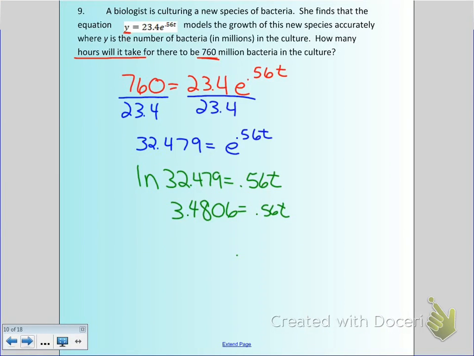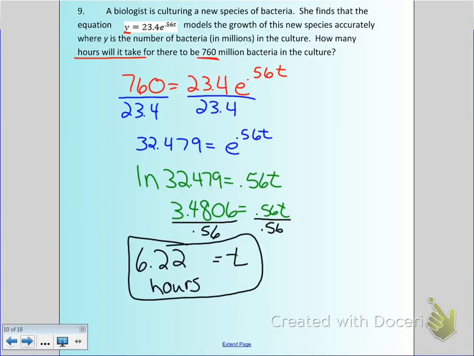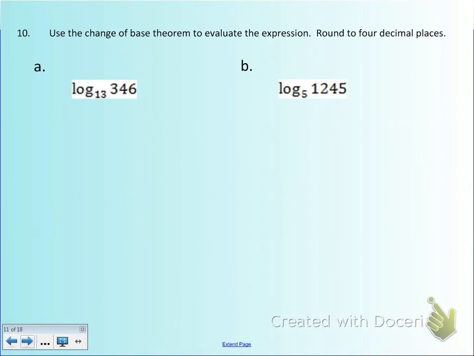We're going to now divide both sides by 0.56, and our t is 6.22. Here we're talking about how many hours will it take, so this is 6.22 hours. Again, make sure you label your answer because we need to know what you're talking about. 6.22 what? It's hours. Okay, use the change of base theorem to evaluate the expression, rounded to 4 decimal places.